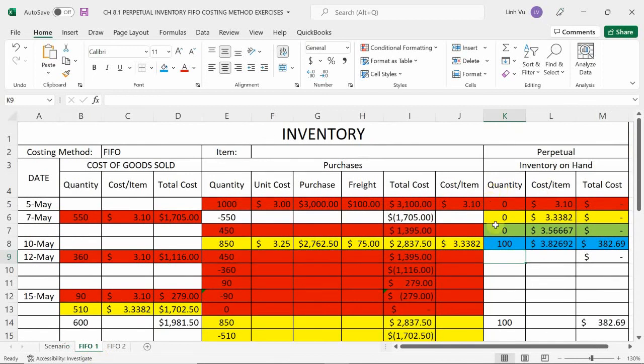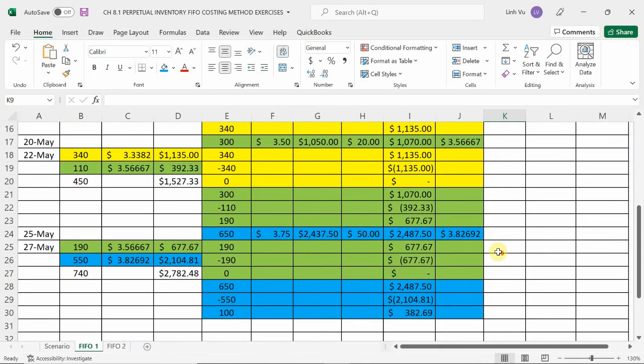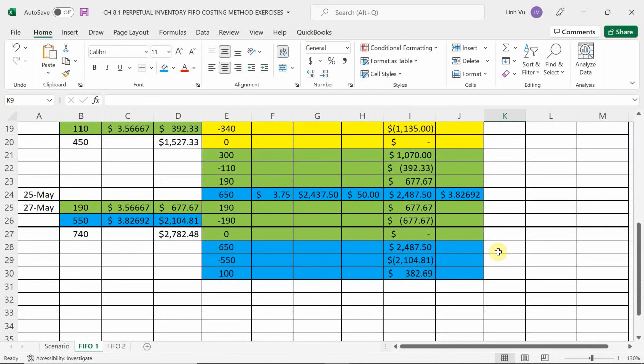We have 4 batches of inventory. We end up getting rid of all 3 of them and have a remainder of 100 units left. So in this case, I use colors so you guys can follow along to see where the inventory is going.